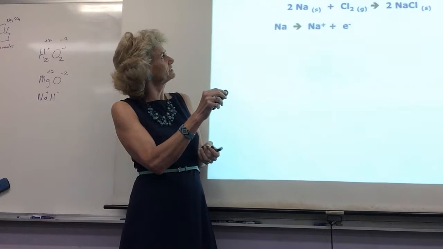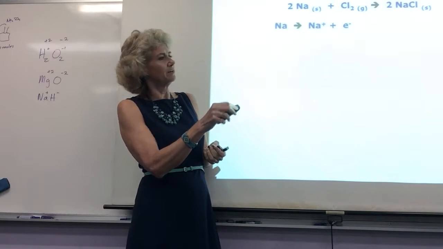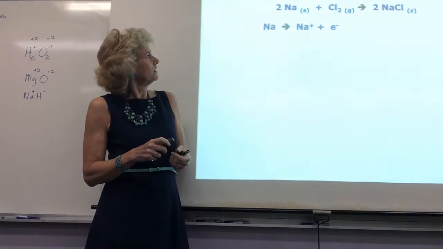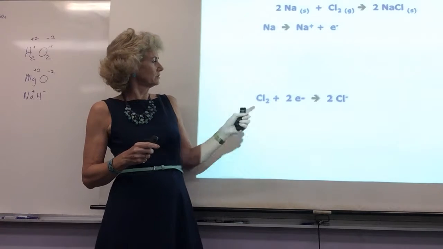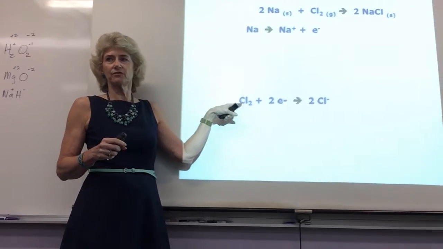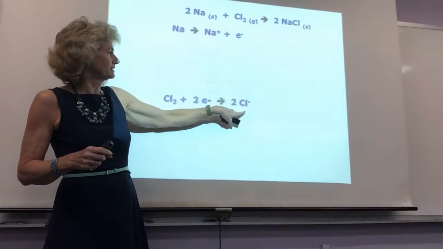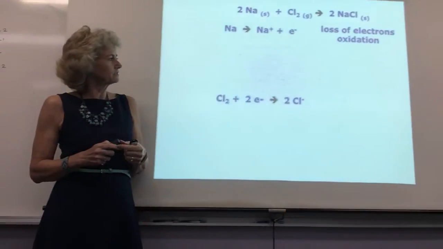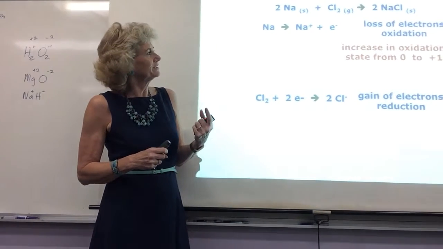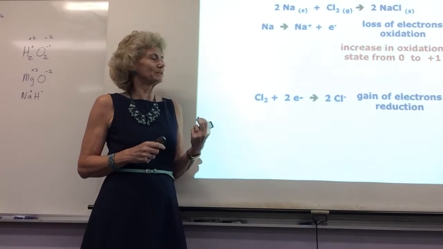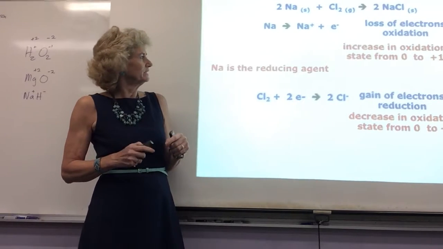Here's sodium metal, really toxic. Chlorine gas, really toxic. Sodium chloride, table salt. Sodium went from metal to sodium ion. It lost one electron, so that's our oxidation. The chlorine gas, anything by itself, has an oxidation state of zero. So it goes from zero to two chlorides. That's a negative two on that side, so we need two electrons. That's the reduction. This is where the word came from. An increase in oxidation state from zero to plus one, and then a decrease, so it's a reduction. It's an old legacy thing.